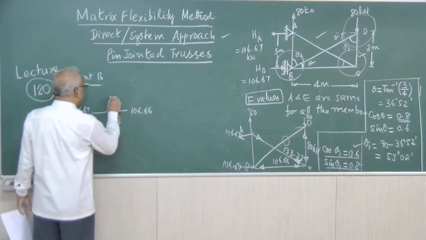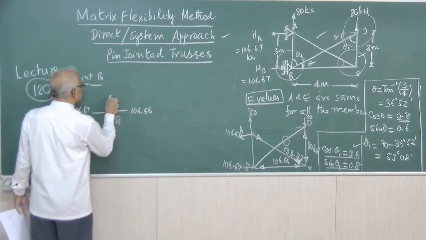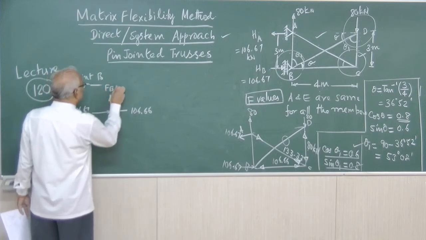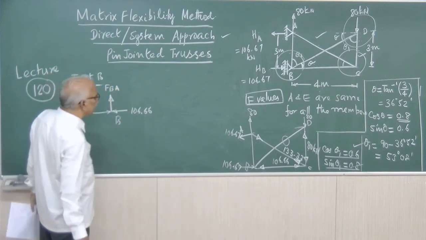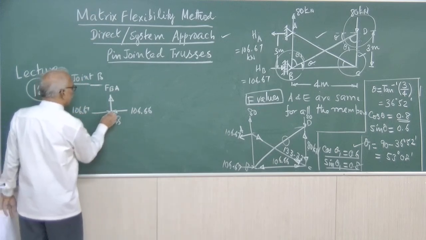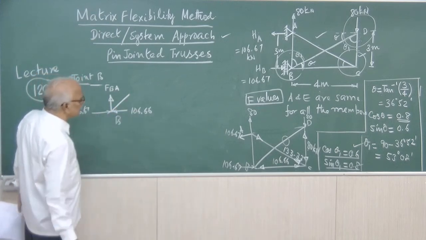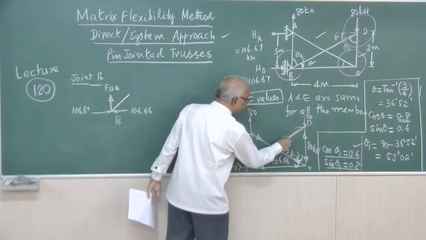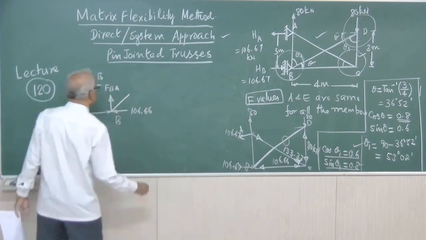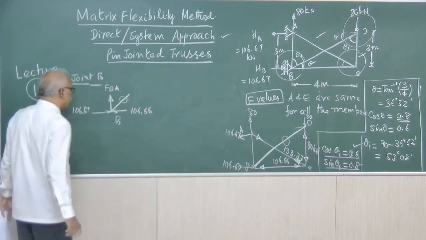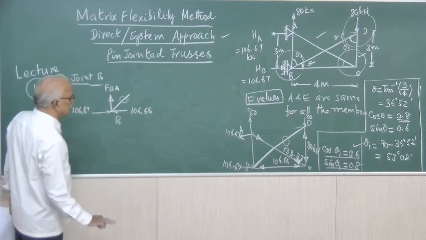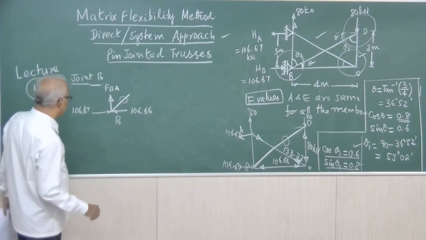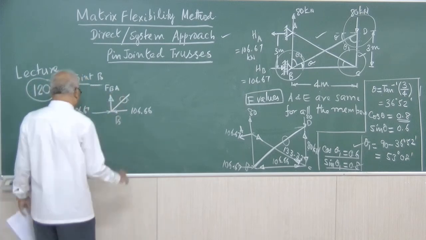There is a vertical member. This is assumed to be tensile, BA. This is FBA. Then there is a diagonal member in which already we have got the force. This member is a dummy member. It's a dummy member. So this is not carrying any force. That's all. That's about the details. 3 members, 1 horizontal reaction. Right. Now we want the value of FBA.